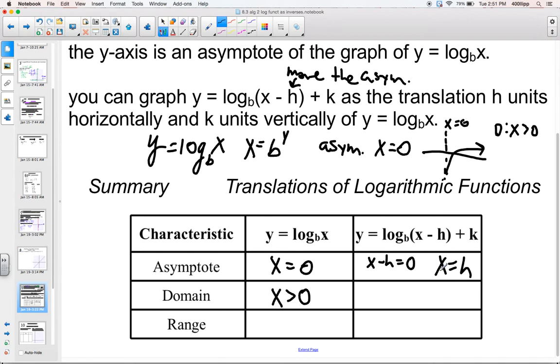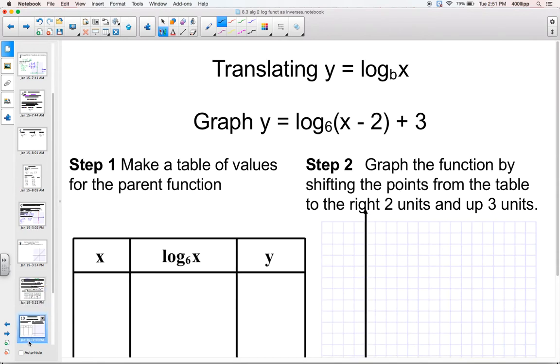For this one, if I move my graph left and right, then that's also going to change my domain. So my domain now for this will be x is greater than h. The range for this, look, this is slowly going down. Actually, it's going down fast, and it's going up as well. So your range for both of these is all reals. There we go. All right. Now that we got that filled out, let's do a translation.